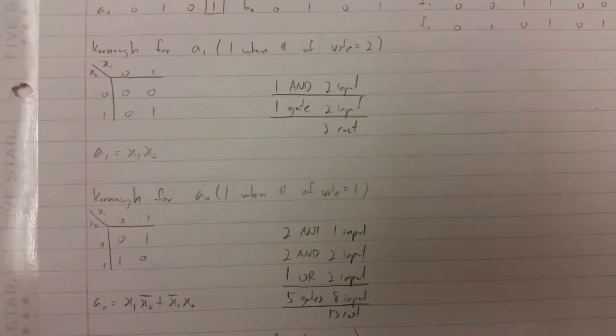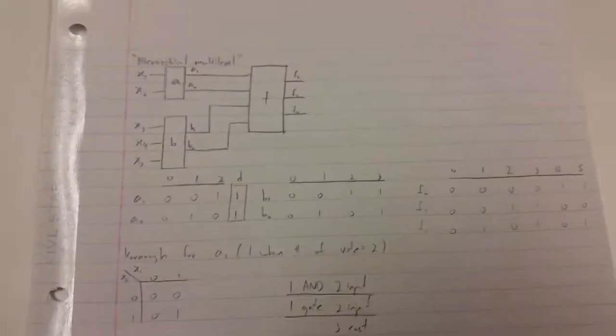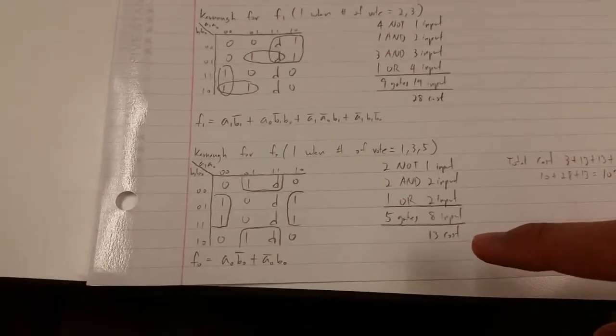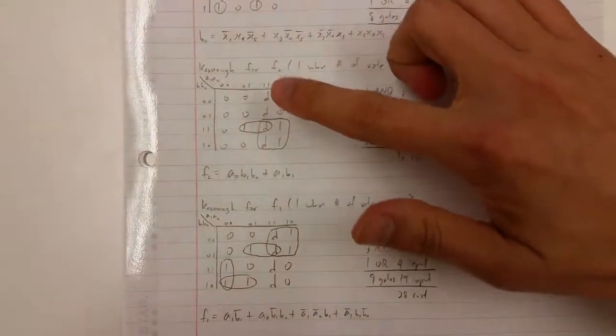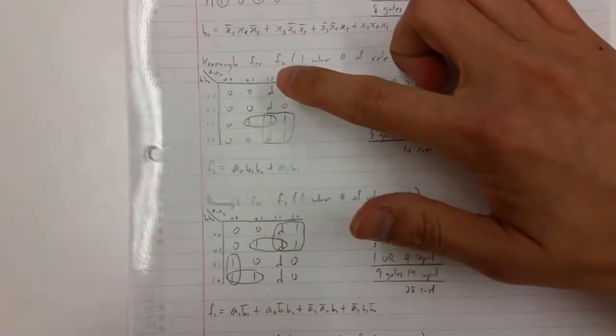For the hierarchical multi-level method, I created a kernel map for each output variable. Here are the kernel maps: A1, A0, B1, B0, F2, F1, F0. As mentioned before, when both A1 and A0 are true, which is when A1 A0 is 1, 1, we put a don't care value. I calculated the cost of each step.